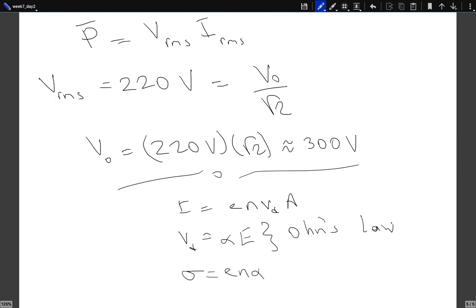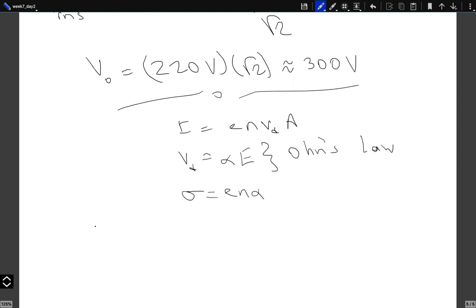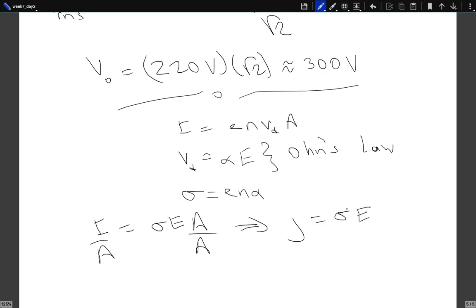And then we said that the conductivity that we had defined before is actually in terms of these parameters E, N, and alpha, just multiplied. So it gives us that the current is actually given by sigma times E times A. Or if you divide by A everywhere, you get the current density is just sigma times E.